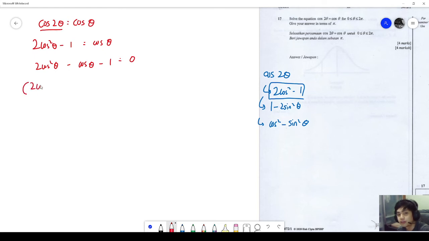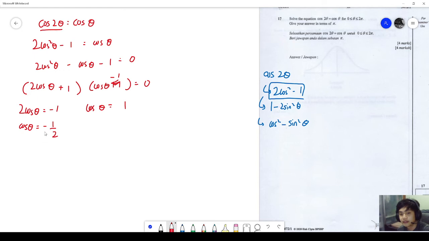So by solving this quadratically, we have (2 cos θ minus 1)(cos θ plus 1) equals 0. Sorry, it should be the other way around. So from here, when we solve them individually, it will be 2 cos θ equals negative 1, cos θ equals negative half. And here cos θ equals 1, and then we can start solving it.